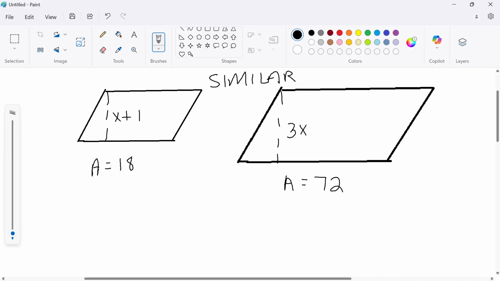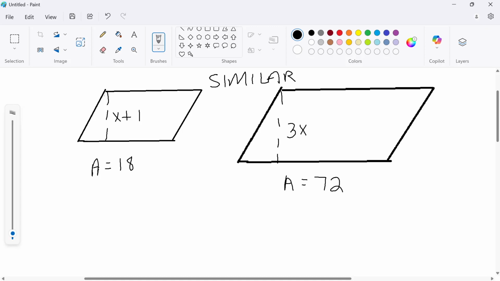Remember, in similar figures, if one has 3 times the length measure of the other, that means the bigger one is going to have 3 squared, or 9 times, the area. So the ratio for area is the square of the ratio for the lengths and the height and everything.